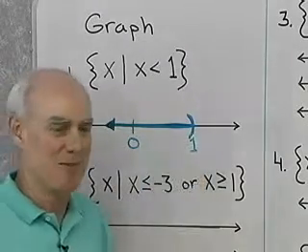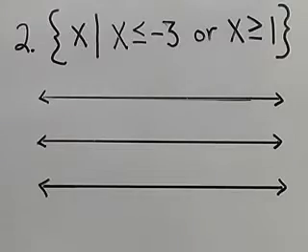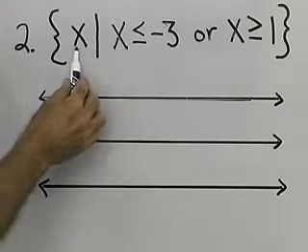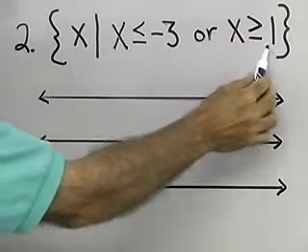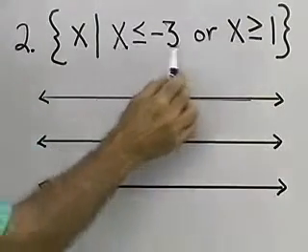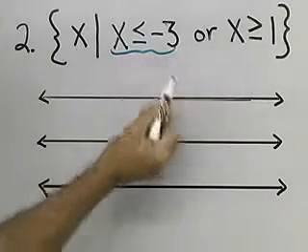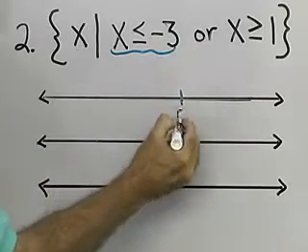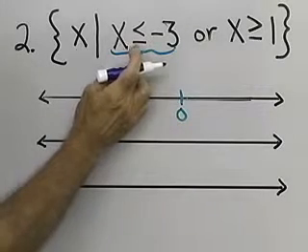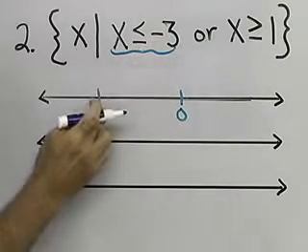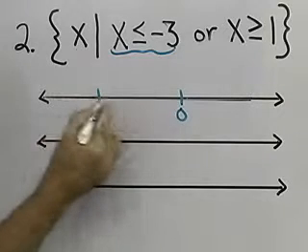Let's look at another example. In this case, I want to graph all the numbers x such that x is less than or equal to -3 or x is greater than or equal to 1. So let's graph this inequality here first. To do that, I'm going to put 0 in. I'm going to put in -3. And then I want all the numbers that are less than or equal to -3. So I want to start at -3 and go on down.